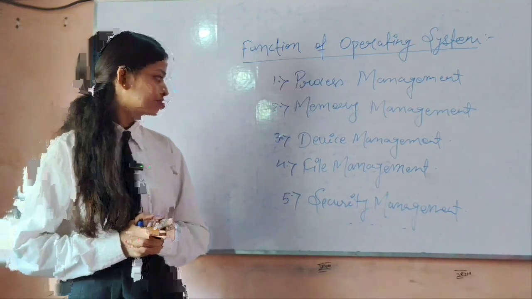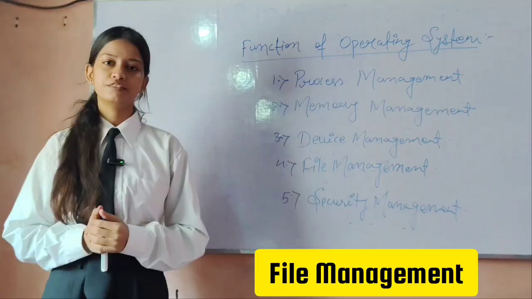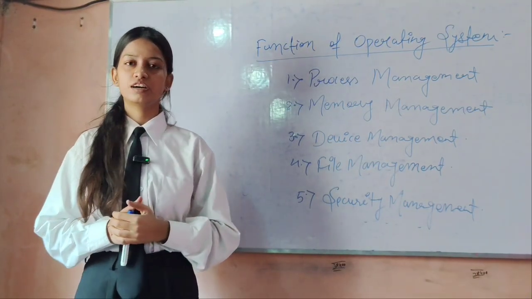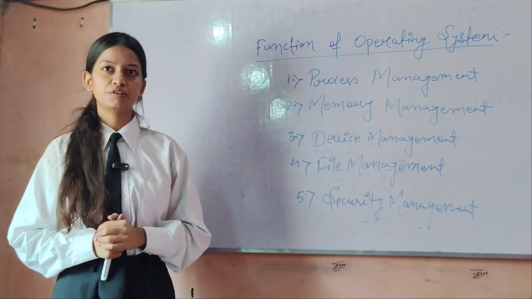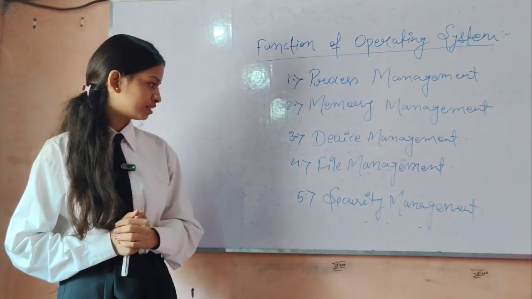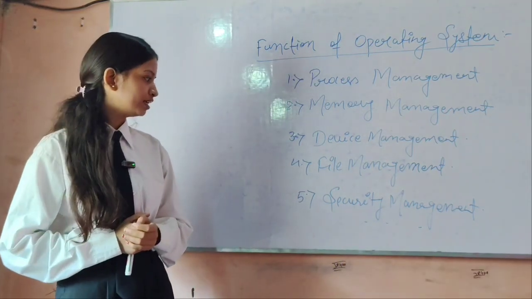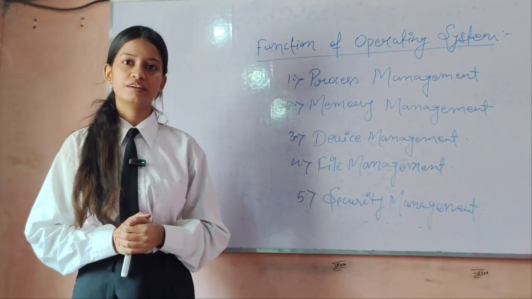And fourth is file management. It manages the files and data. A file can also be defined as a collection of data stored in the memory of a computer system. And the last one is security management. It is very important for the operating system because it secures our computer from hacking and virus attacks.